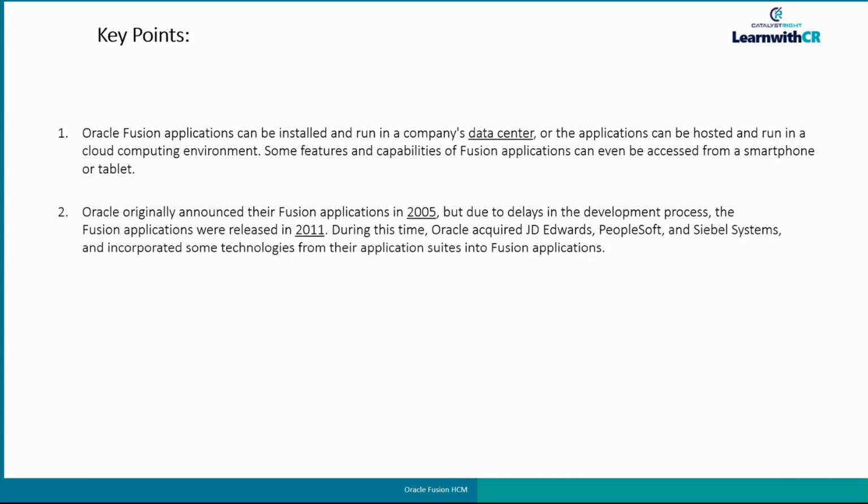If you check this slide, it is a very key important point. Oracle originally announced their Fusion application in 2005, but due to some delays in their development process, it was released in 2011 onwards. So this Oracle Fusion system is in use from 2011 onwards. At that time, Oracle acquired other software like JD Edwards, PeopleSoft, and Siebel Systems, and incorporated some technologies from their systems into the Fusion system. That's how the system evolved.